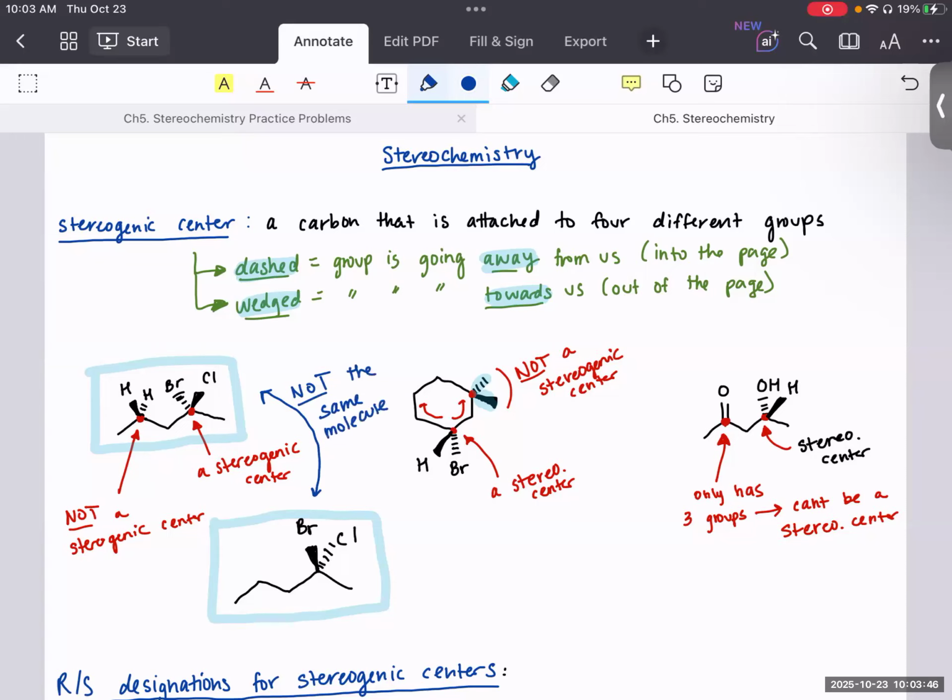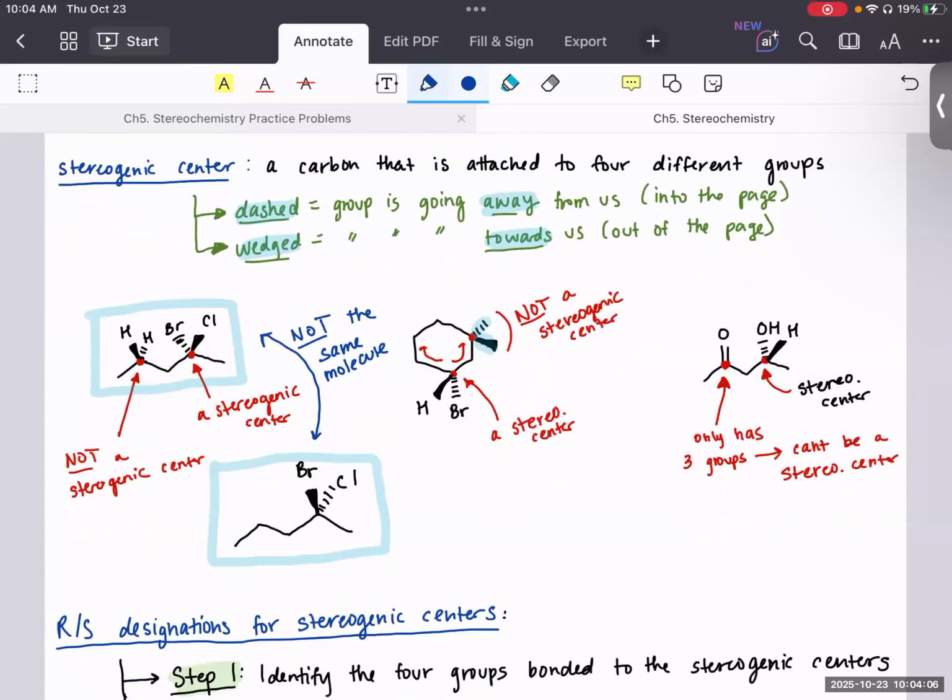And so in the next video, we'll talk about how these are related. There's a word called enantiomers for them, and there'll be a flow chart for how to identify if it's an enantiomer or not. And so let's say you're a chemist and you need to differentiate between these two. The way you would do so is by using RS designation.